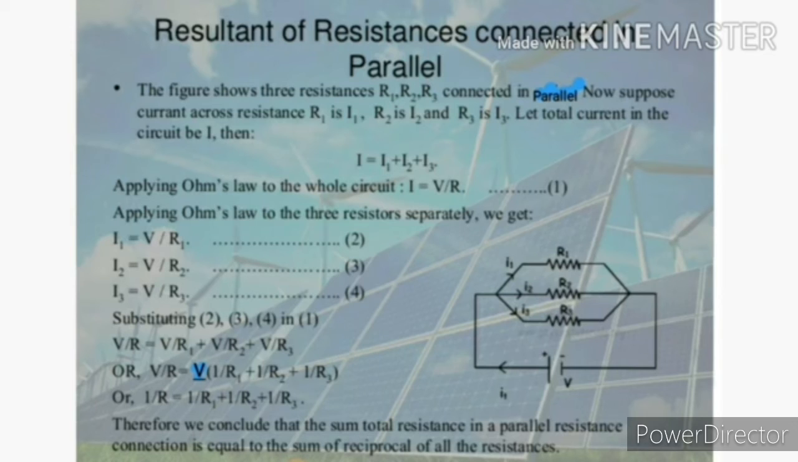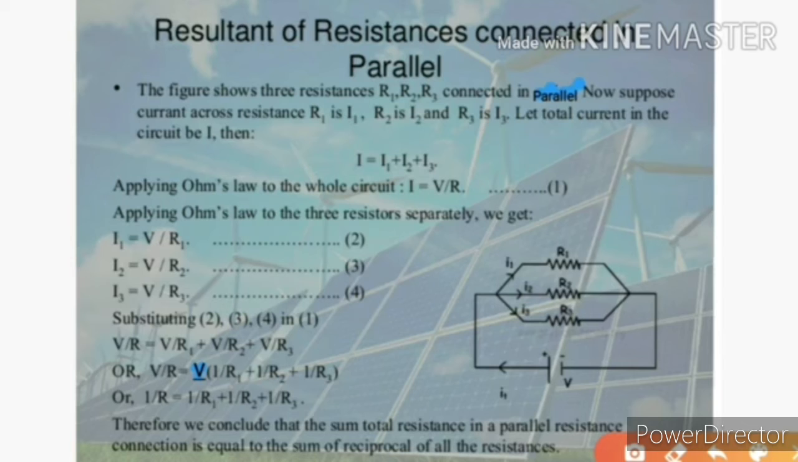The current through resistor R1 is I1, through resistor R2 is I2, and through resistor R3 it is I3. So the total current I is equal to the sum of the individual currents, that is I1 plus I2 plus I3. Now the voltage remains constant in a parallel combination. Applying Ohm's law to the whole circuit, V is equal to IR, so I is equal to V upon R. This is our equation 1.